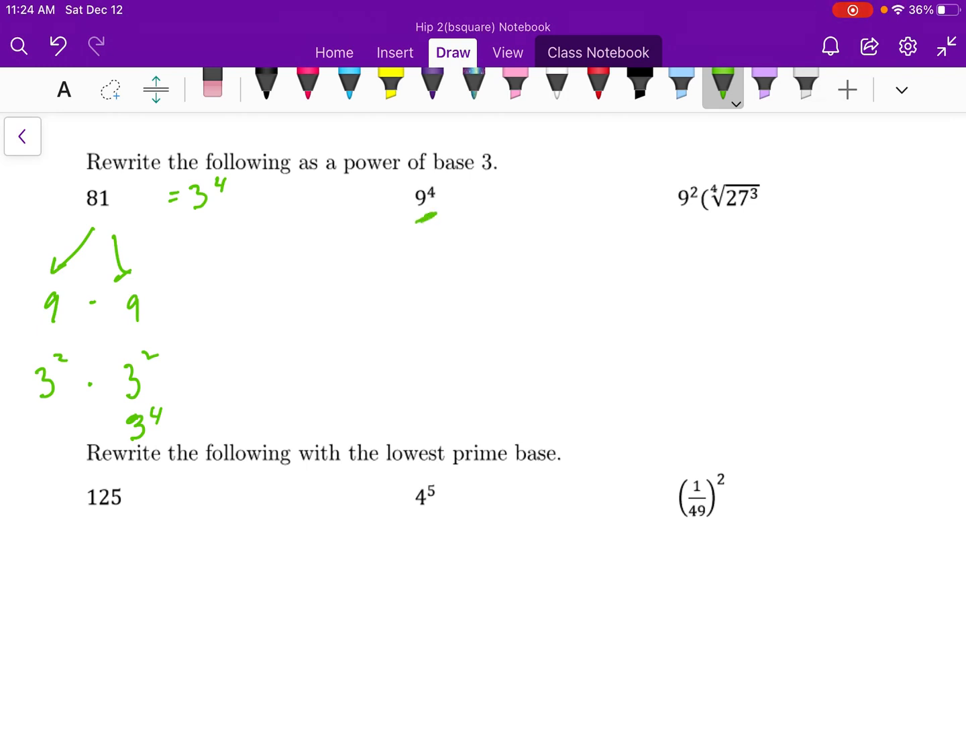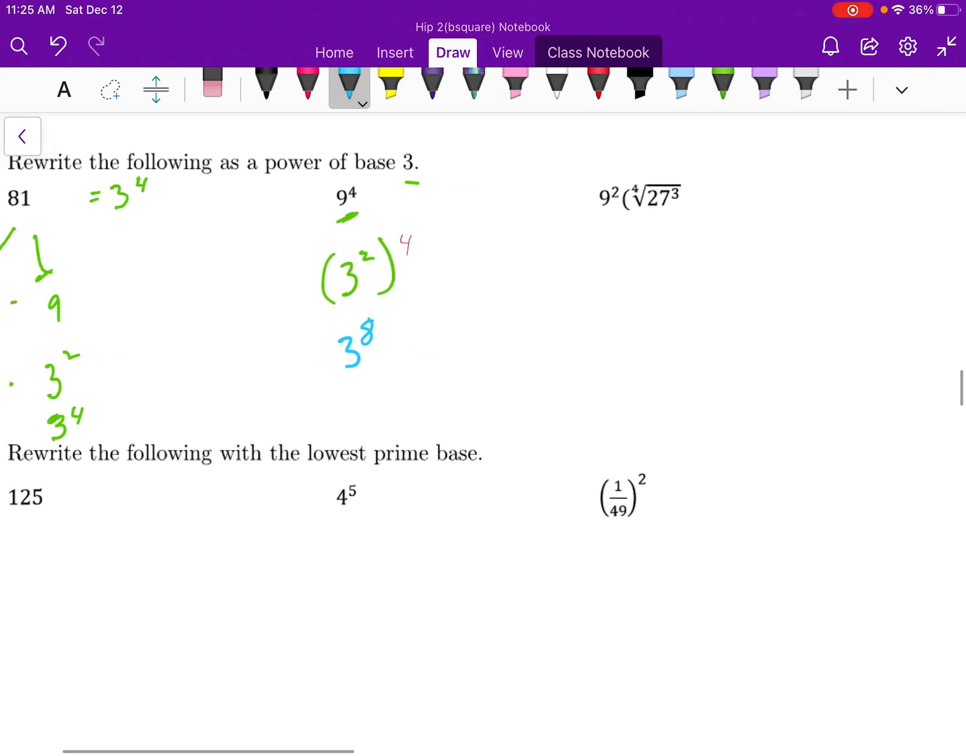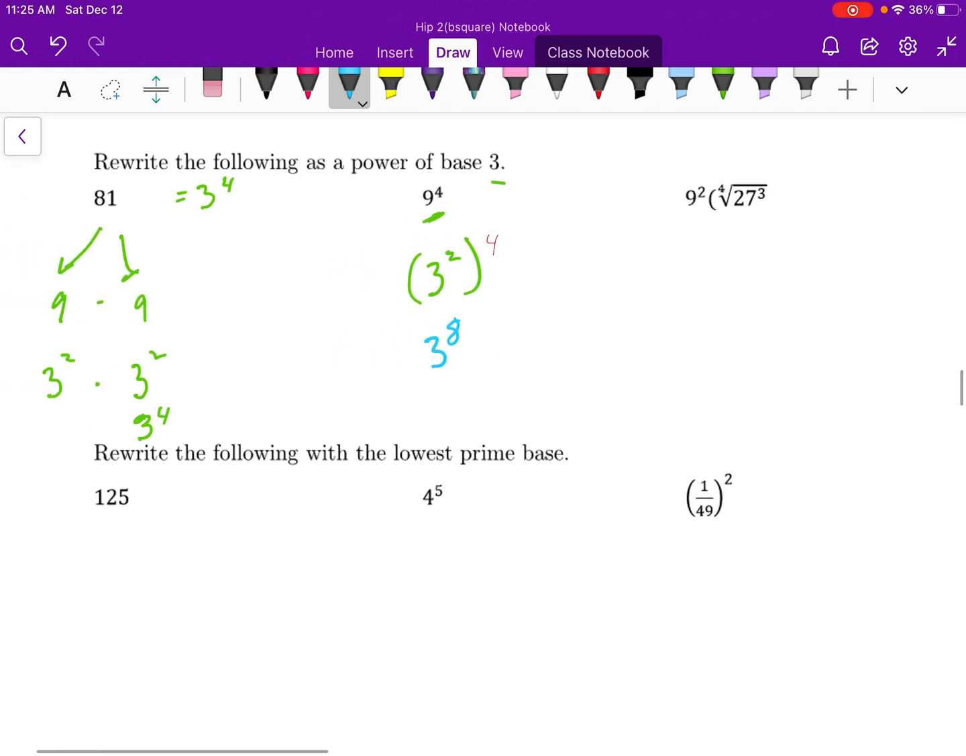All right, let's look at this right here. 9 to the power of 4. If I'm trying to reduce this to base 3, I can say, if you notice in brackets, the green is 9. It's 3 squared. Now I'm going to employ the power of a power rule, so I'm just going to multiply my exponents. So it's 3 to the 8. All right, a lot of fun. Okay, let's move on.